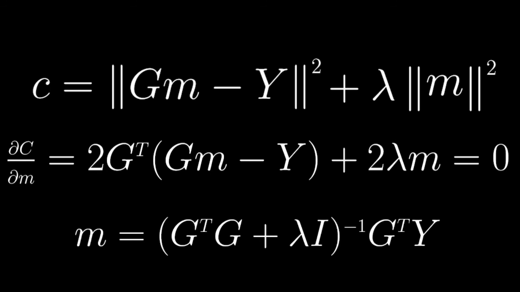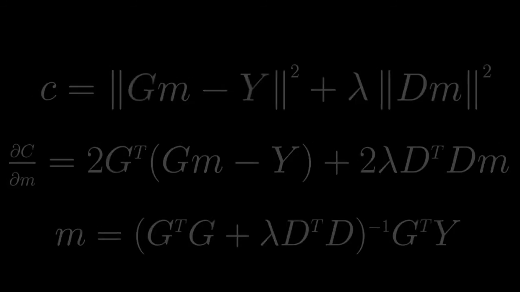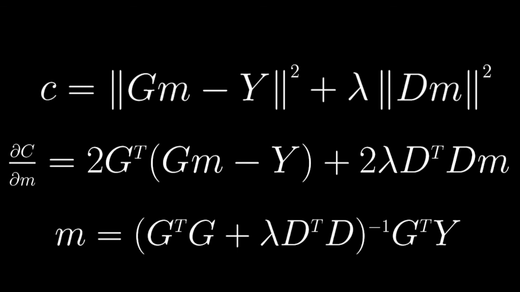For instance, if we wanted the derivative of the model parameters to be small, i.e. we want them to not change very quickly from one model parameter to the next, then we can add regularization to do that. And here's an example of that, including the derivative. So here the capital D represents a first order finite difference derivative matrix.